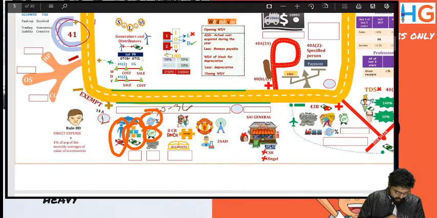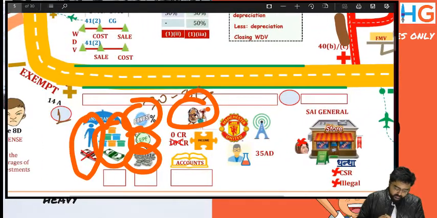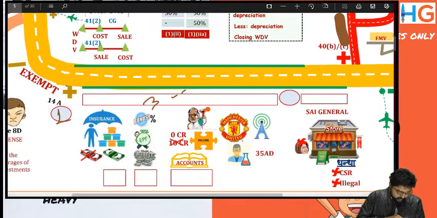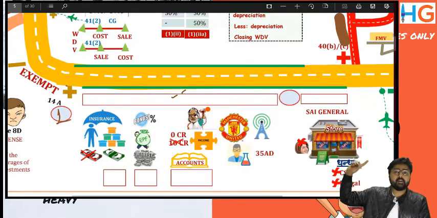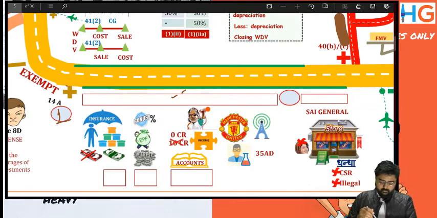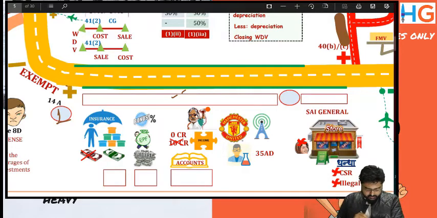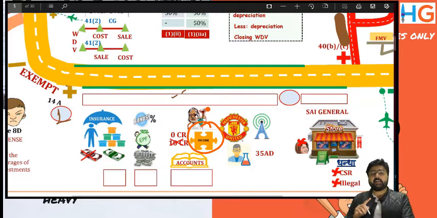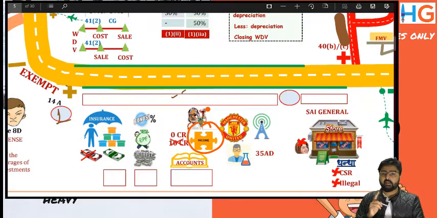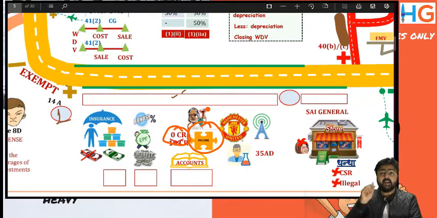Bonus, provident fund contribution, interest, bad debts. About these bad debts, there are two conditions to claim bad debts. The first condition is it should have been included in income in any previous year, as in if I'm writing it off in financial year 1819, then it should have been included in any income previously in the preceding years. And the second condition is it should be written off in the books of account. Provision for bad debts are not allowed.